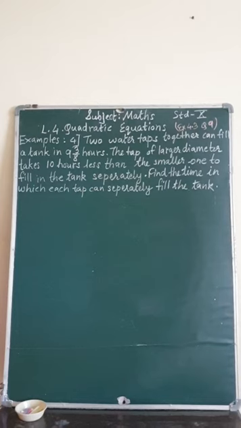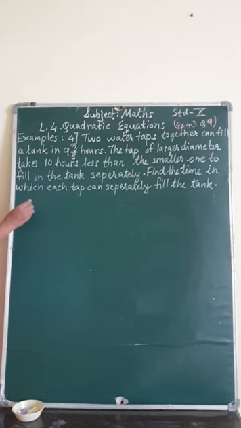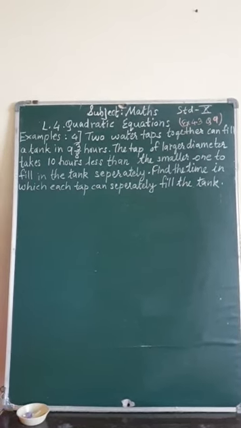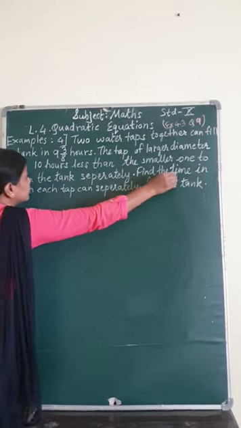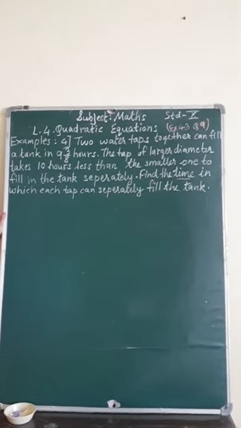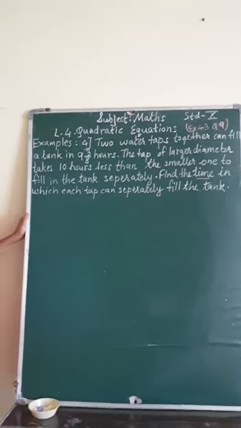So what they have asked in this question, that find the time. They have asked us the time to fill the tank separately by each tap, smaller as well as larger. So when they ask us time, we have to take that time is equal to x. So first we will see how it works.